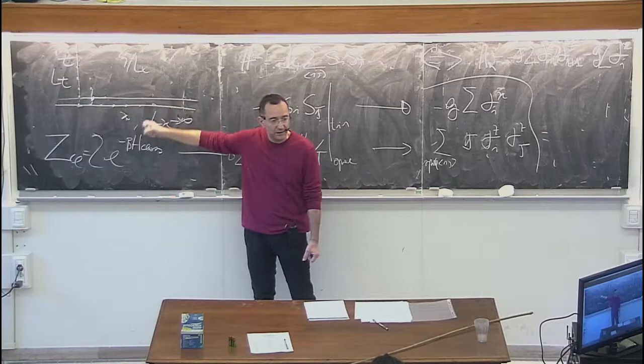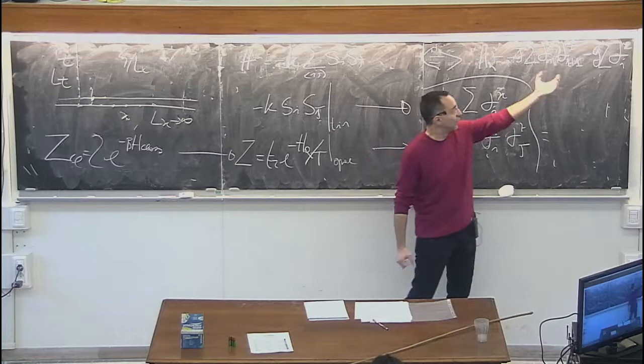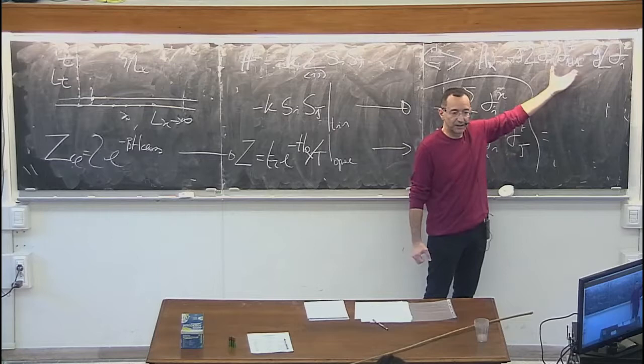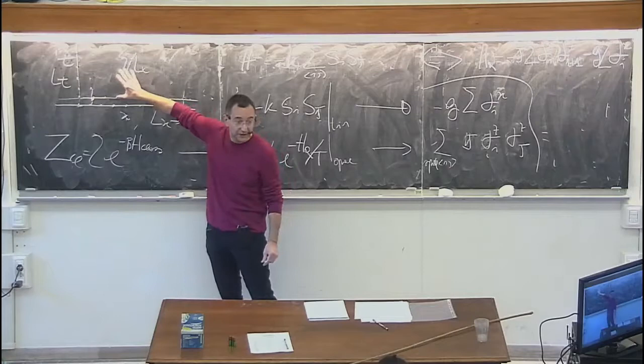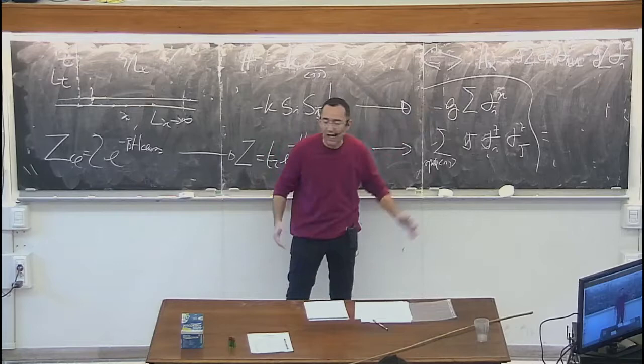Now, the idea is that if we study the critical behavior of this theory, we can also have information on this theory. Actually, the quantum critical behavior of that theory and the classical critical behavior of this theory are equivalent. It's the same universality class.